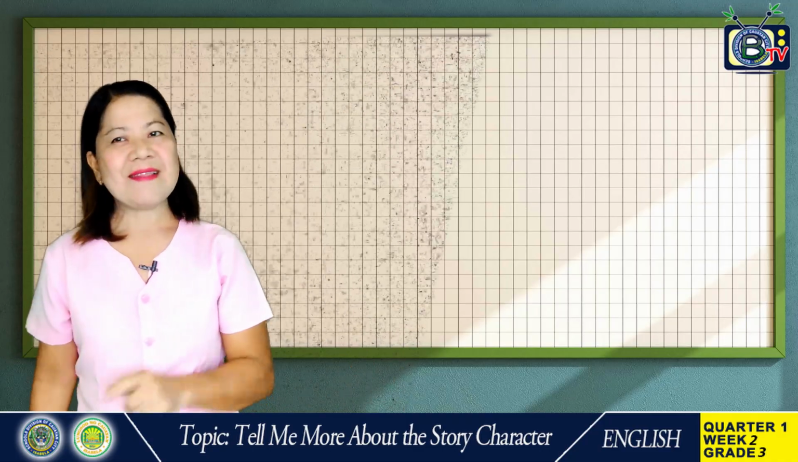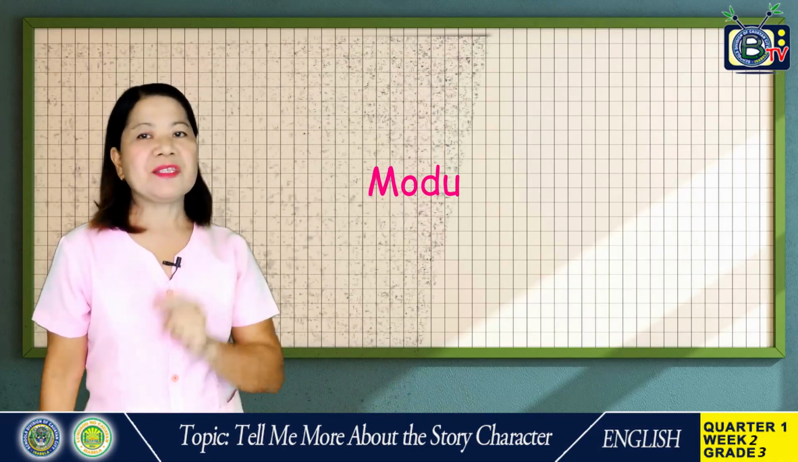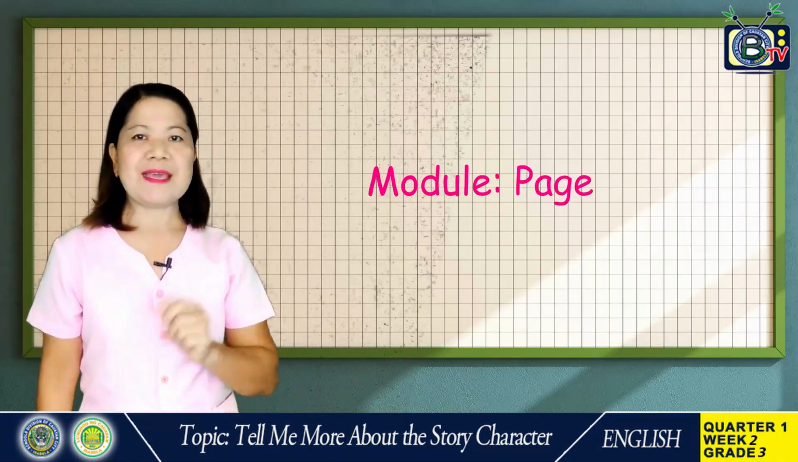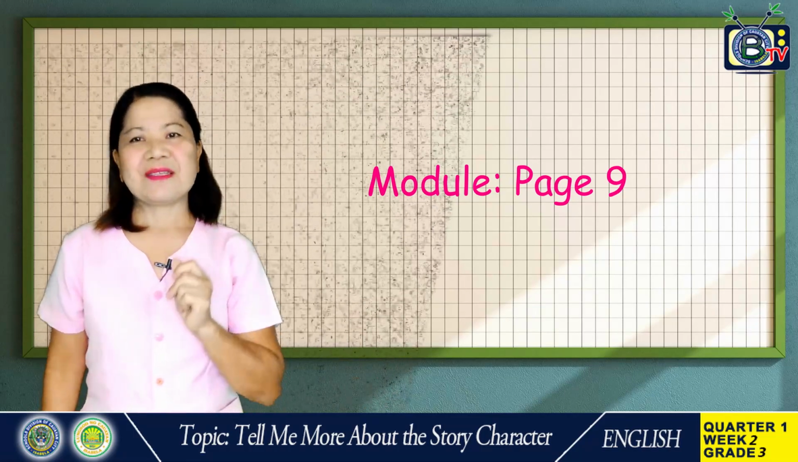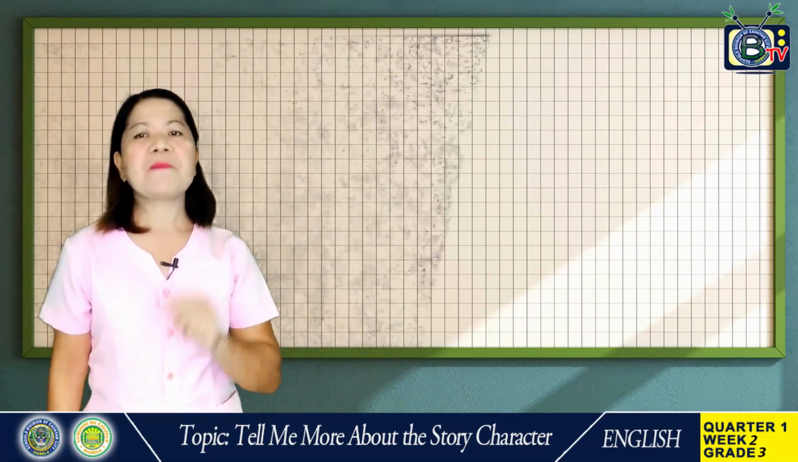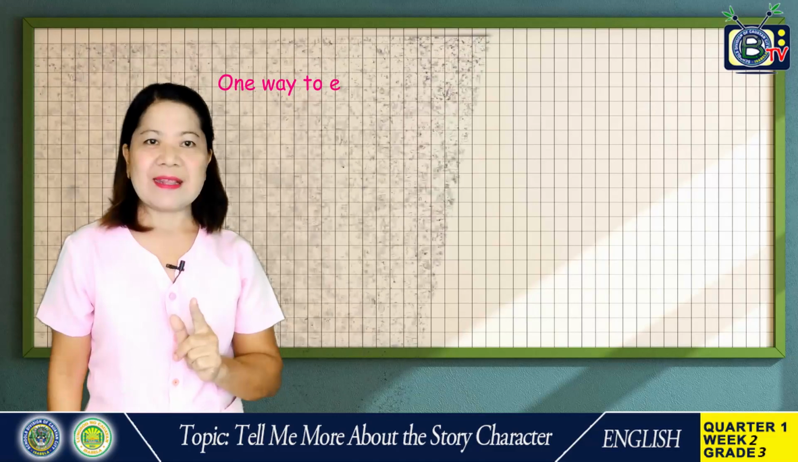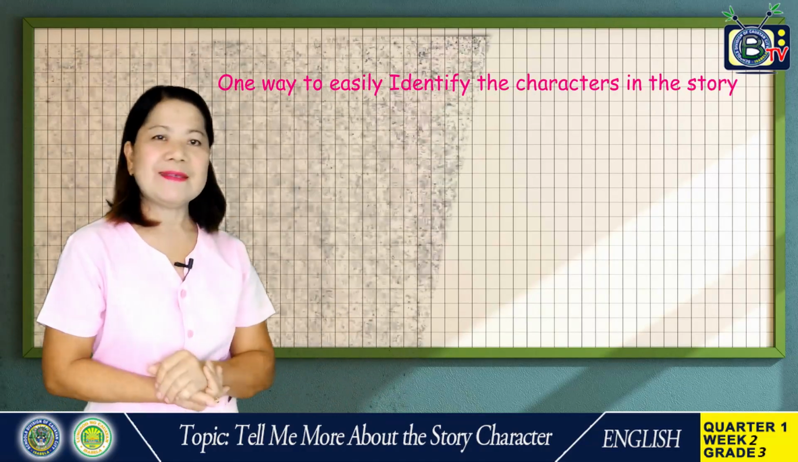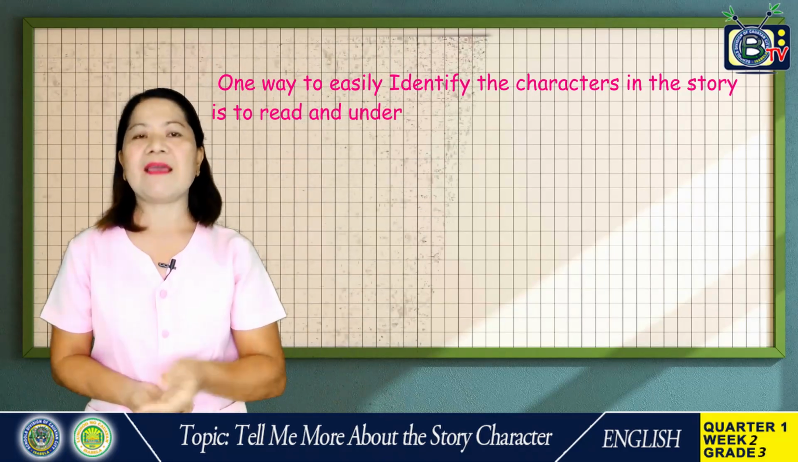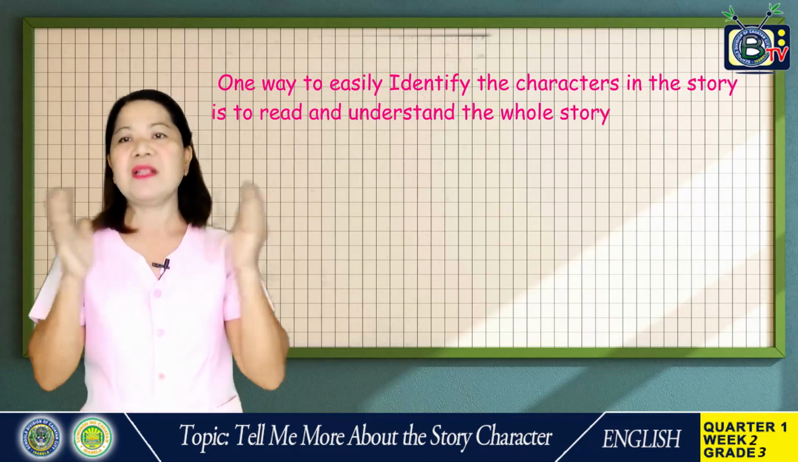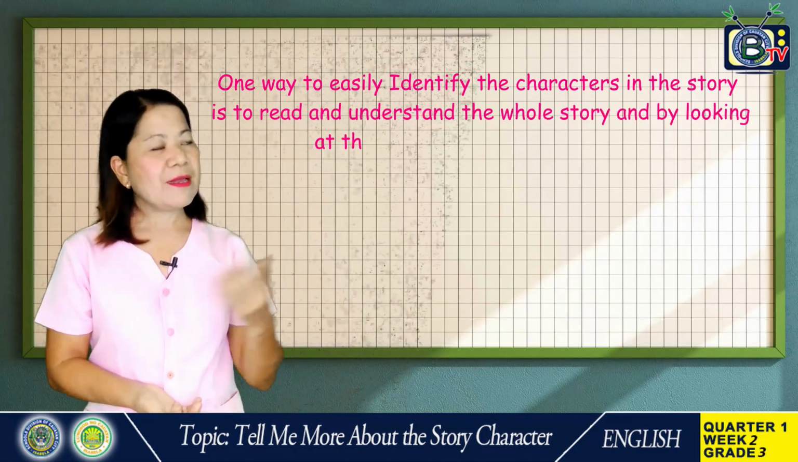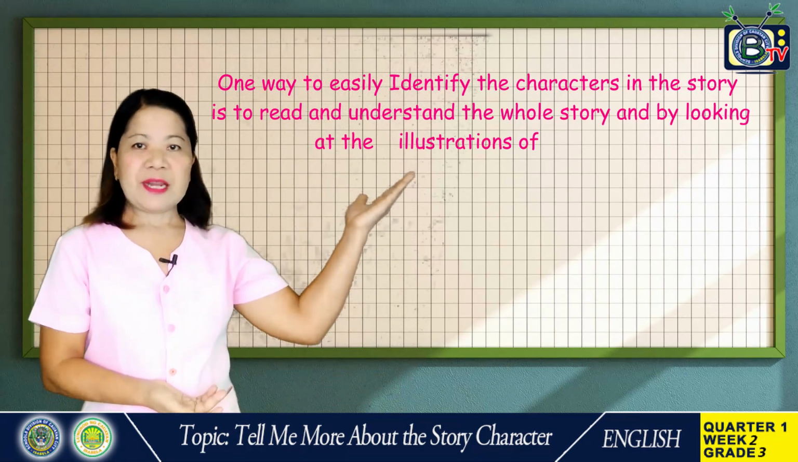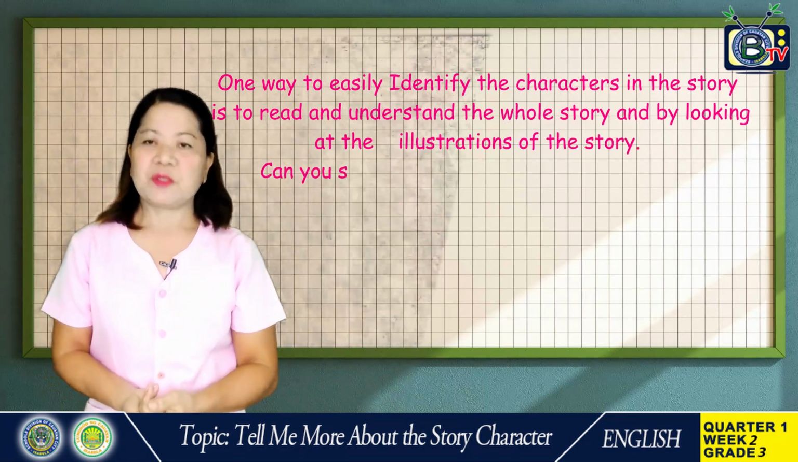Alright, this time, let's move on to page 9 of your module in What's More. For activity A1, we have character profile. One way to easily identify the characters in the story is to read and understand the whole story by looking at the illustrations of the story.